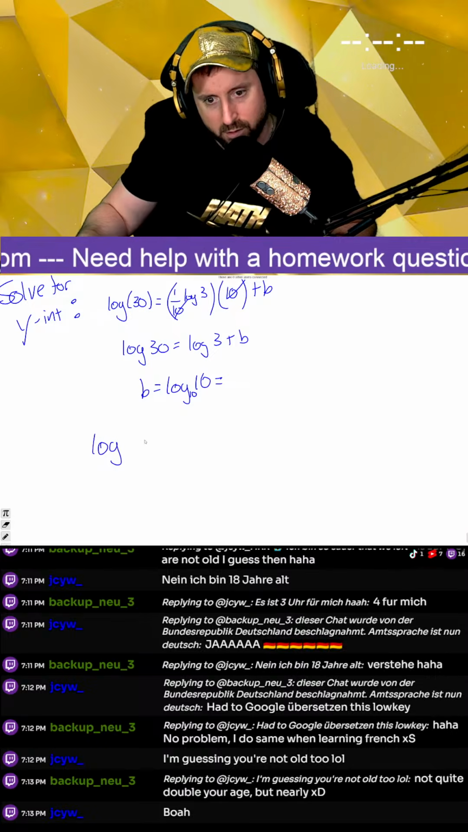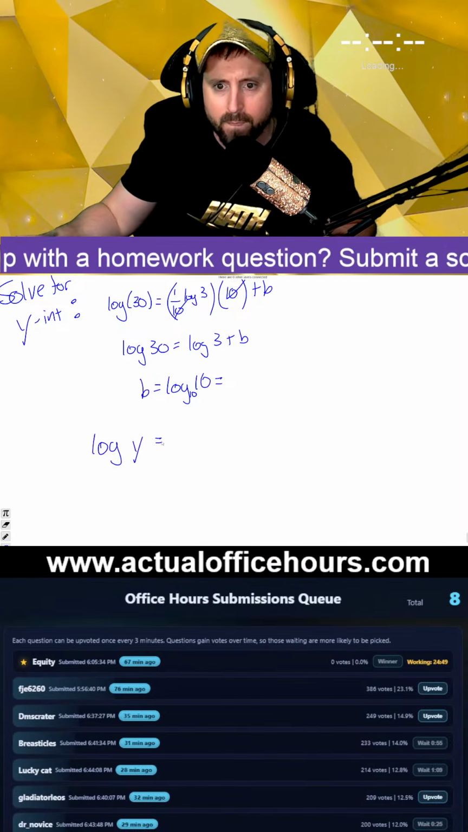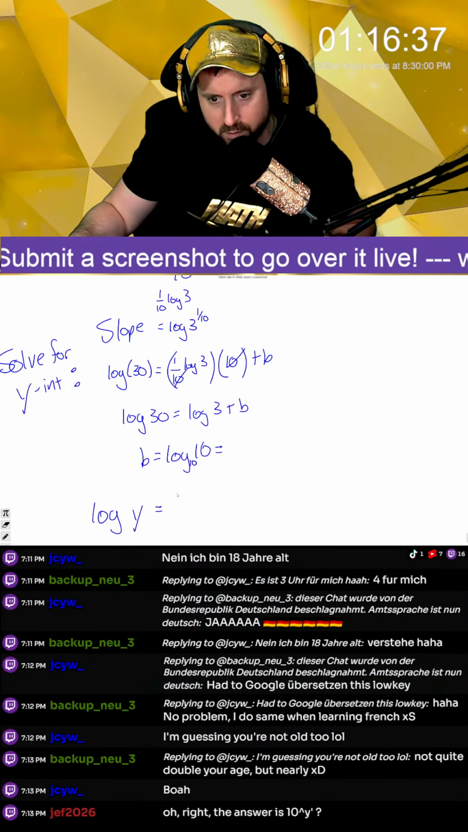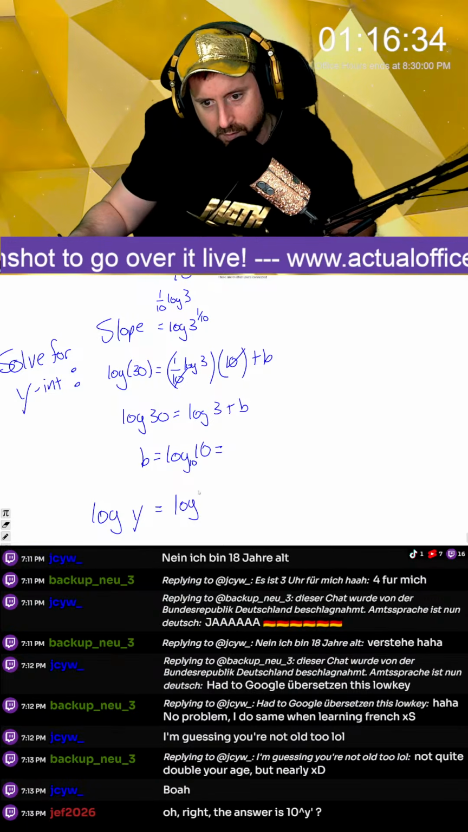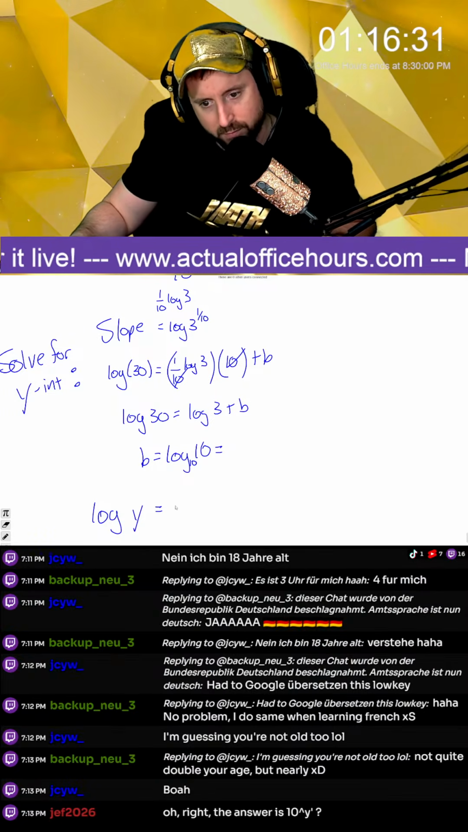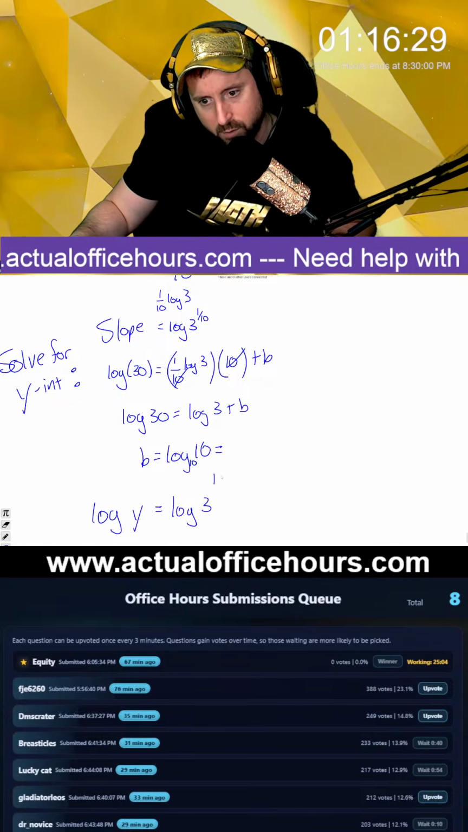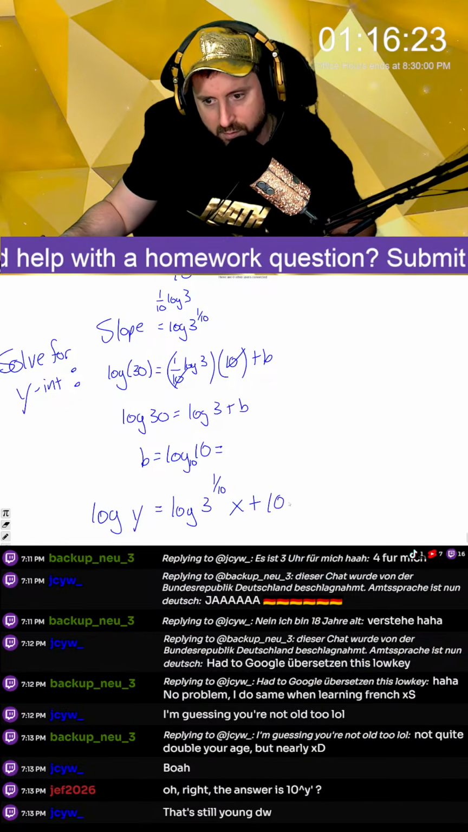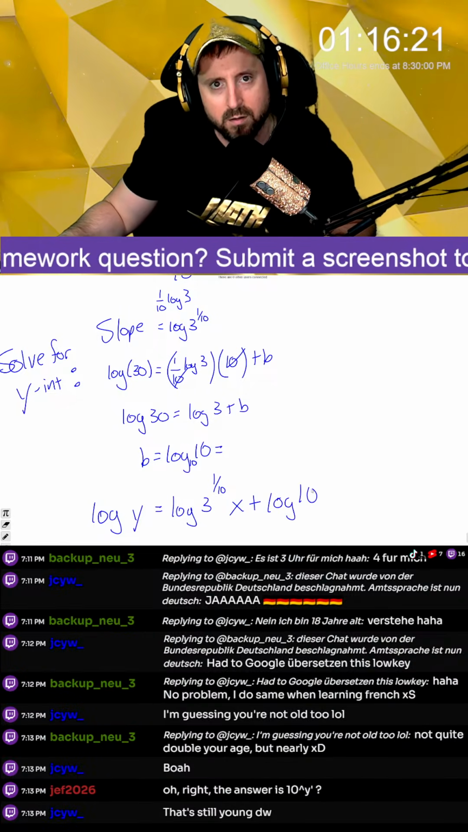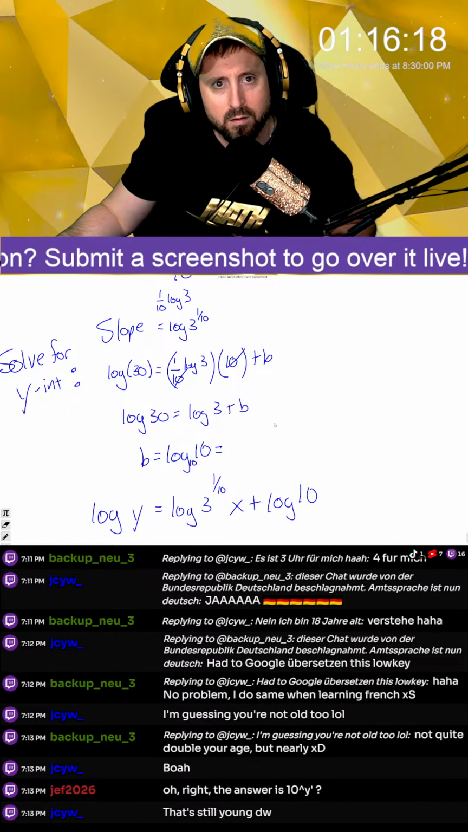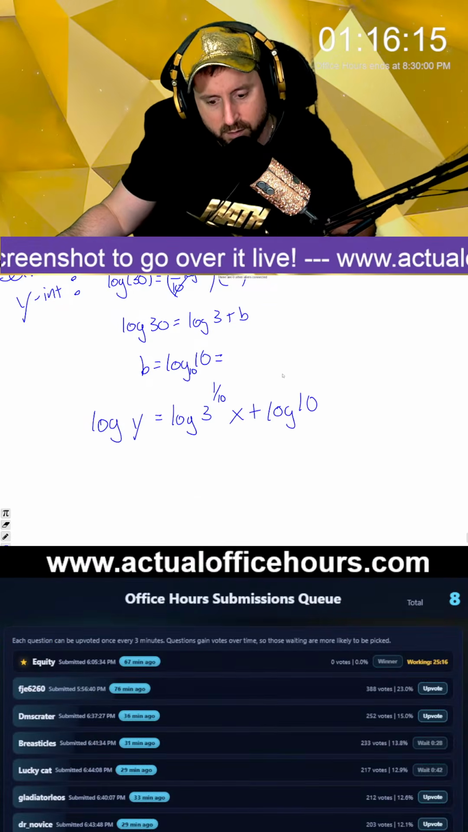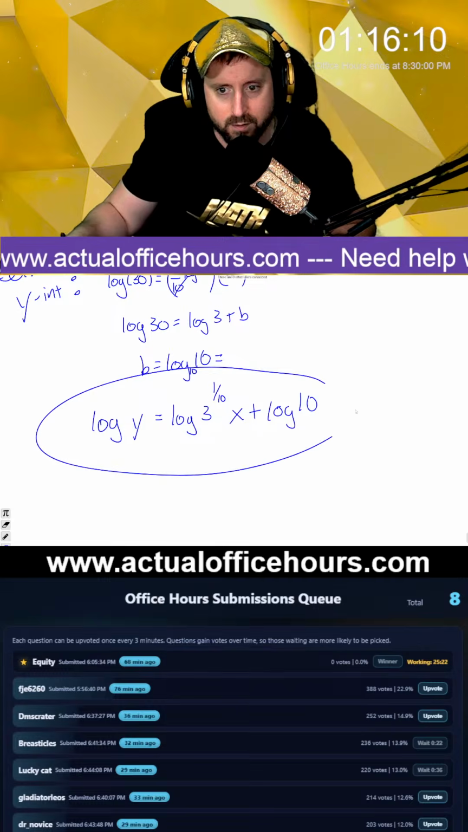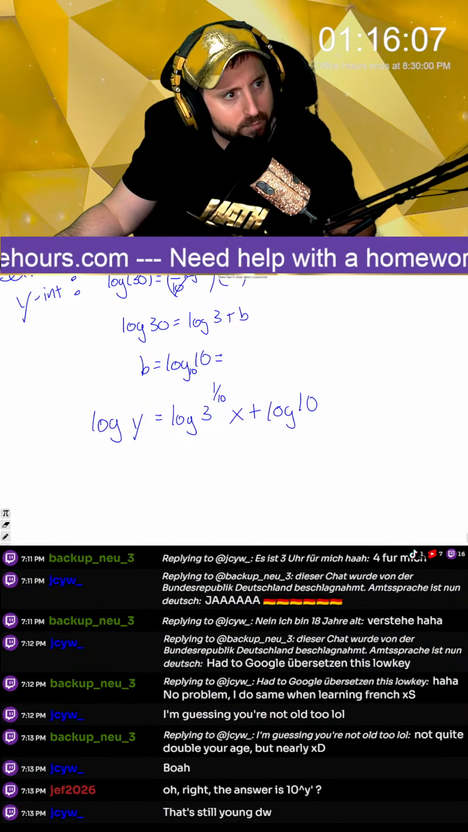Okay. Log of y is equal to log of, so it's gonna be 1/10. No, log of 3 to the 1/10 x plus log of 10. Right, okay. And then I think I see what happens here. This is the fit. This is for sure the fit. This is what the fit is.